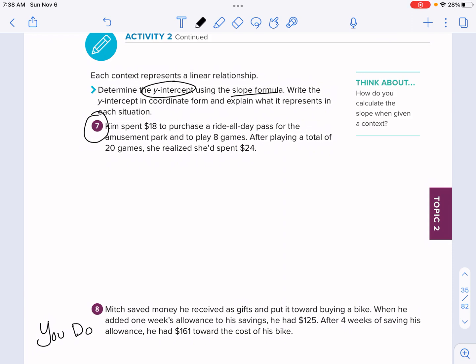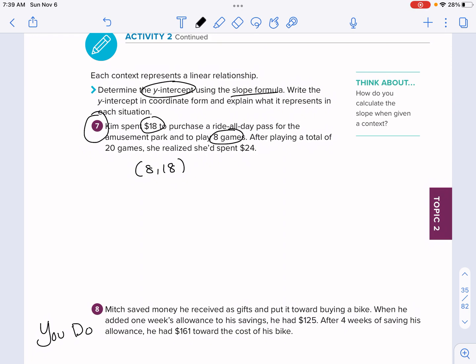Let's read the context first. Kim spent $18 to purchase a ride all day pass for an amusement park and to play 8 games. After playing a total of 20 games, she realized she spent $24. So we can represent some ordered pairs. Let's think about independent and dependent. The first ordered pair is going to be 8, 18, using this and this. So we have this in terms of games and dollars. Games is x, dollars is y.